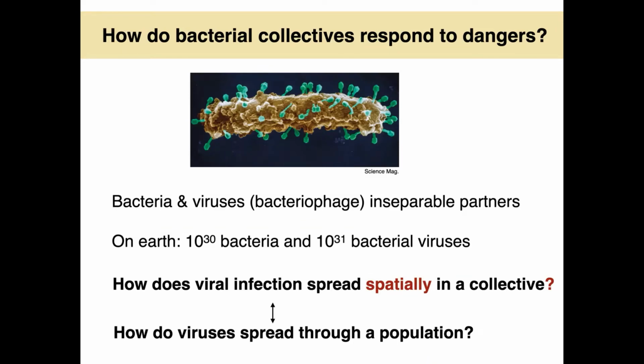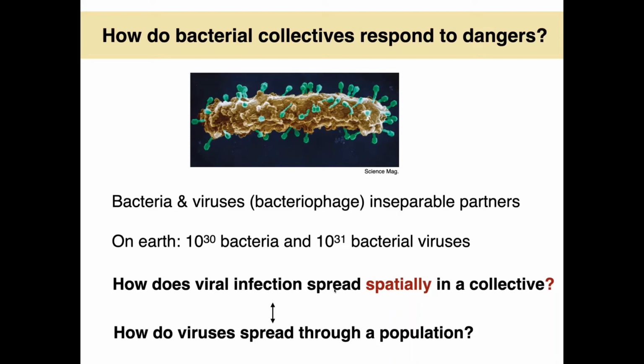One of the dangers to bacteria is viruses or bacteriophage, which I'm sure you heard about on this campus. The amazing thing is that bacteria and viruses are really inseparable partners. You don't find bacteria in nature without some kind of virus that can infect it. They are very successful on this earth, but they're always trying to kill each other. So how does this work? What are the mechanisms that allow them to survive? On the earth, there's about 10^30 bacteria, and about 10^31 bacterial viruses.